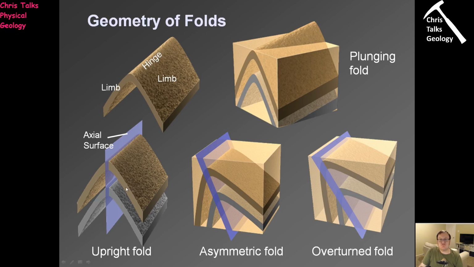In terms of the fold axis though, if you just ignore the axial plane, just think of the fold axis, it's a straight line that runs like that, it's a straight line that runs like that, and it's a straight line that runs like that. So the fold axis tells you nothing about whether the fold is upright or leaning over. All it tells you about is which way the fold is orientated. So the axial plane here is running this way, so I know the orientation of my fold, same here, and same here.